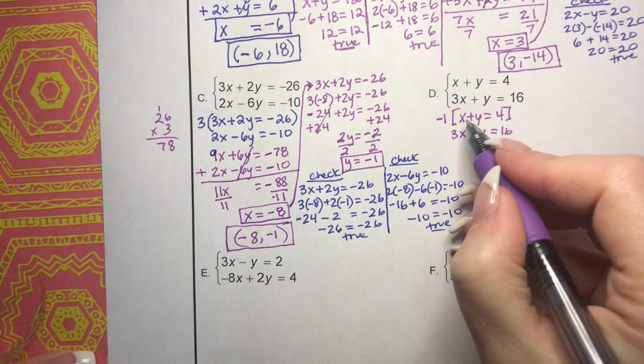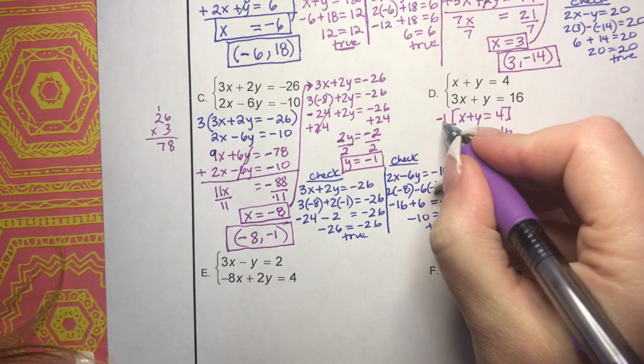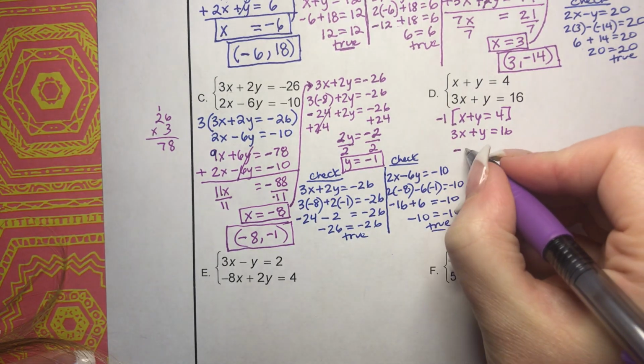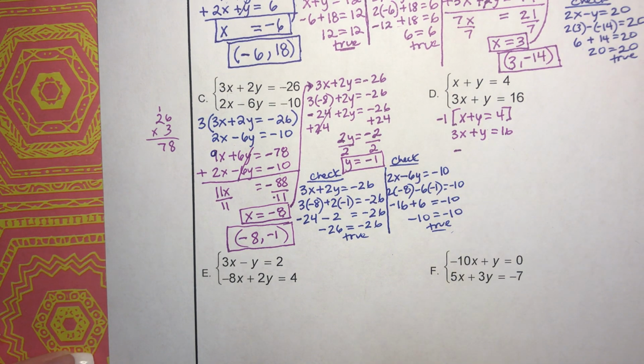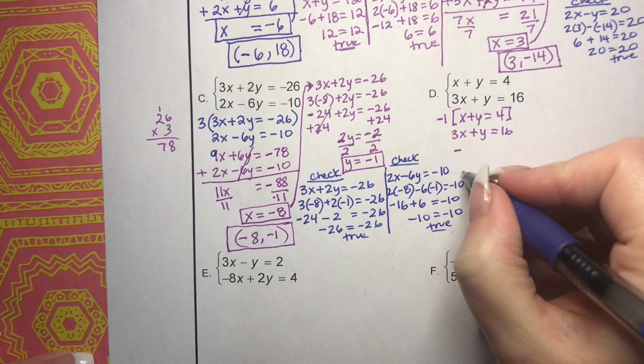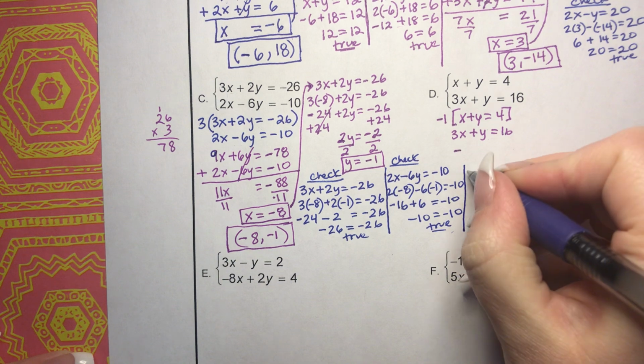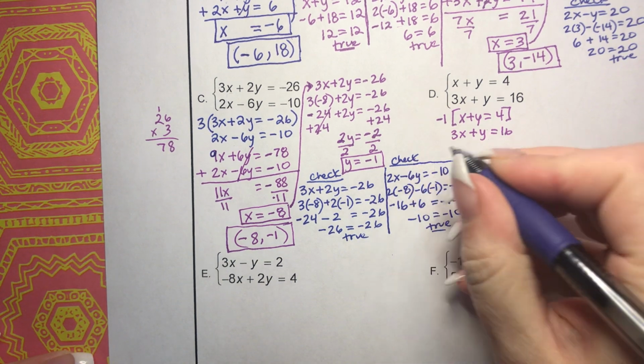It's a distributive party. Okay, negative times x is negative x. I'm gonna draw a line here. This needs a line. It just needs some separation.